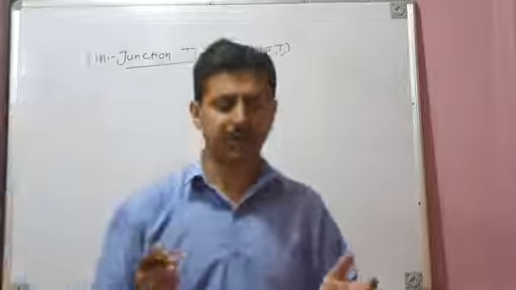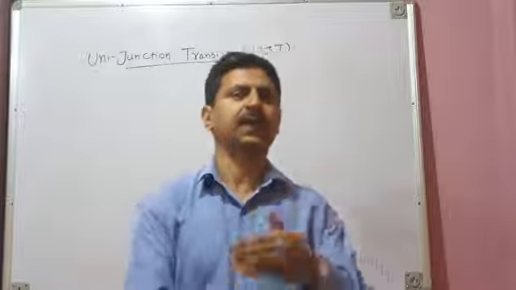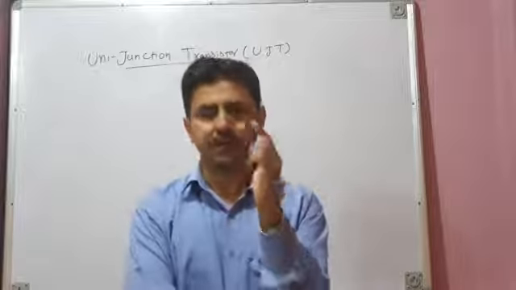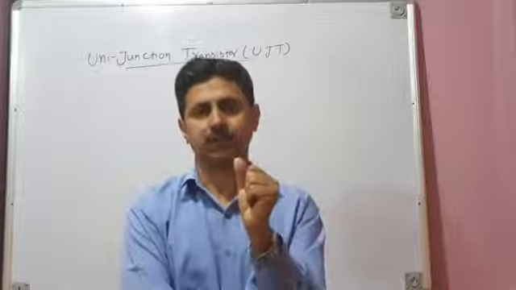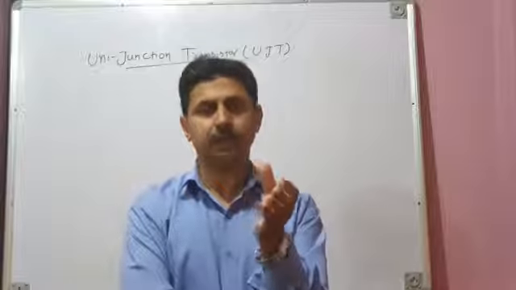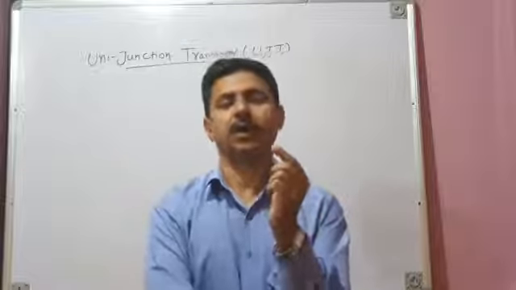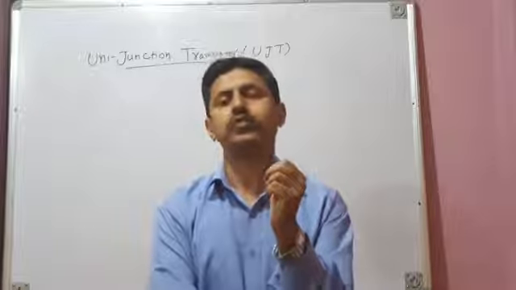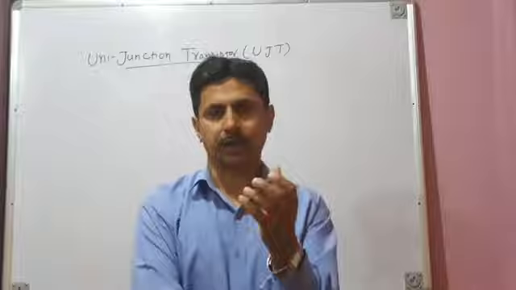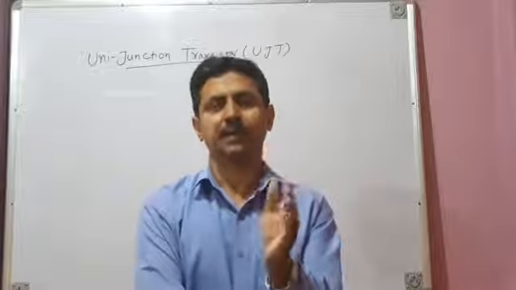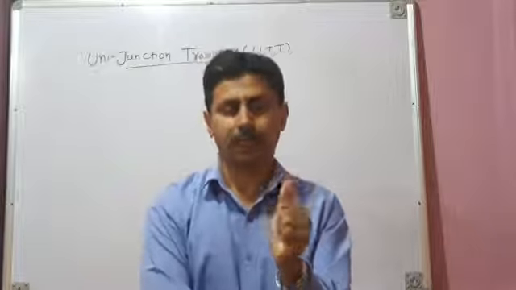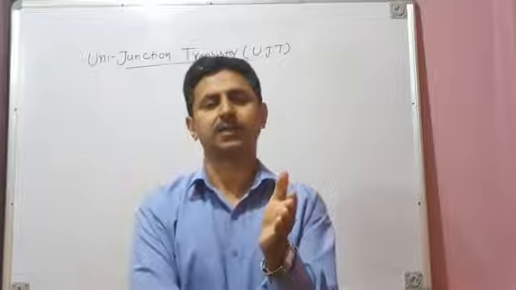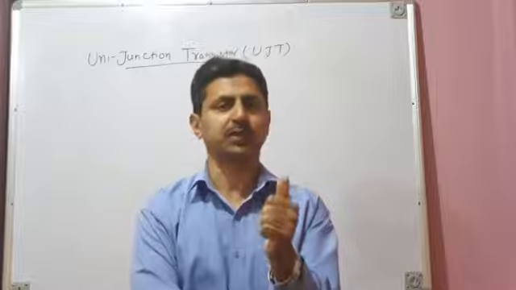What is a unijunction transistor? A unijunction transistor, unlike a bipolar junction transistor, has only one junction. We know that a BJT, that's a bipolar junction transistor, has two junctions, whereas a unijunction transistor has only one PN junction. That's why it's called a unijunction transistor. It is used for the generation of control pulses or pulses with high rise time. It's also used as a relaxation oscillator, and as a relaxation oscillator also, it is used for the generation of control pulses.